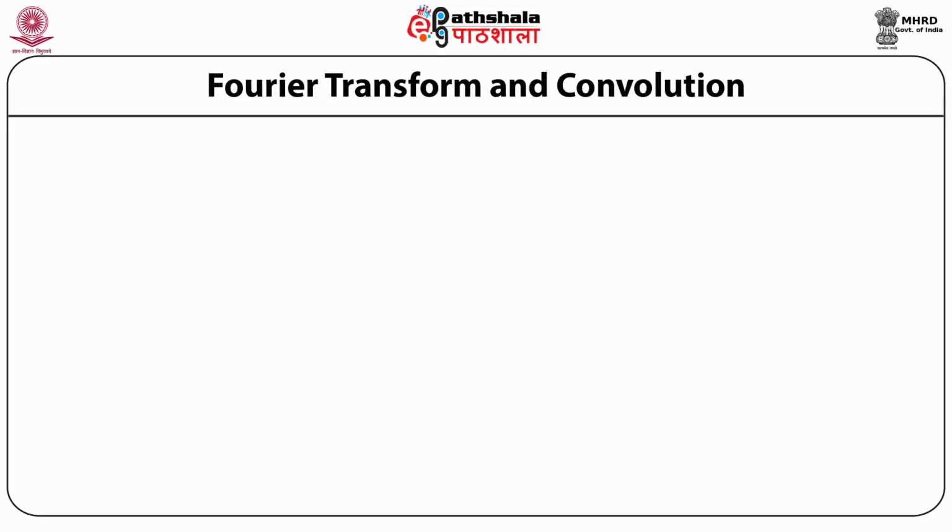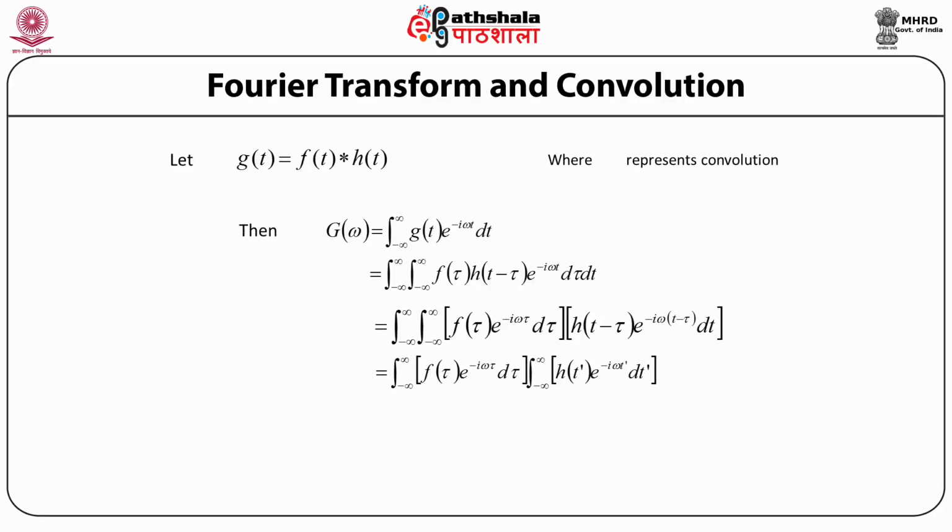Let us see Fourier transform and convolution. So g of t, if it is written as the convolution of f of t and h of t, then the Fourier transform of g of t, represented as capital G of omega, will be just the multiplication of capital F of omega and capital H of omega. So what we are trying to say is a convolution in the time domain will be a multiplication in the frequency domain.